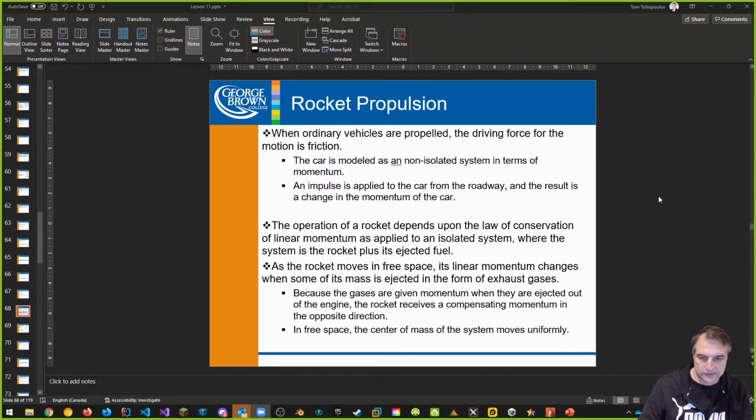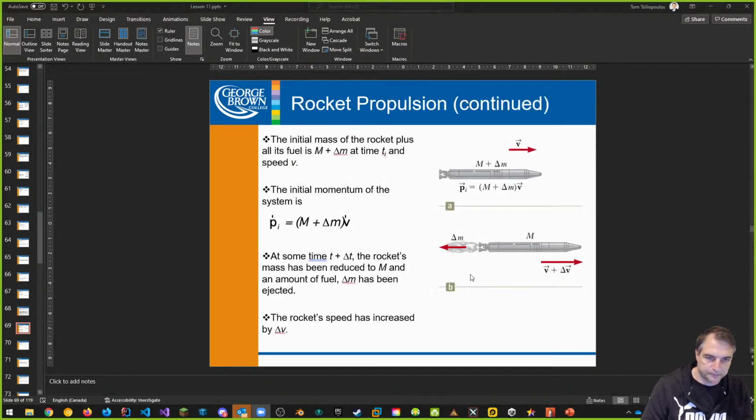But the operation of a rocket depends on the law of conservation of linear momentum as applied to an isolated system, where the system is the rocket plus its ejected fuel. And this is where rocket science is very challenging because of this loss of fuel, which means we have a loss of mass. So the center of mass of the system is changing. This is kind of an interesting thing when it comes to rocket propulsion.